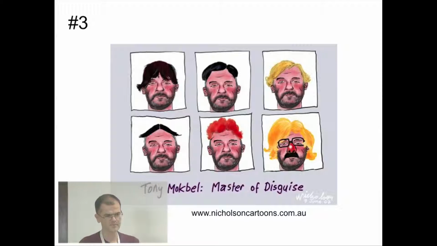The third item is this cartoon taken from an Australian newspaper. And I gather he's a well-known criminal who is very good at disguising himself. But why this is relevant, the themes that come out of this slide that I quite like are the fact that there's something constant about each disguise. You can tell that it's him underneath, but your eyes are drawn to the disguise that is being used by this Tony Mokbel. The other thing is that some of the disguises are likely to be more useful than others.